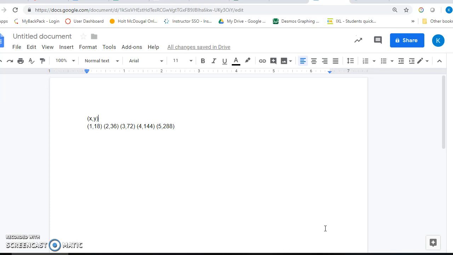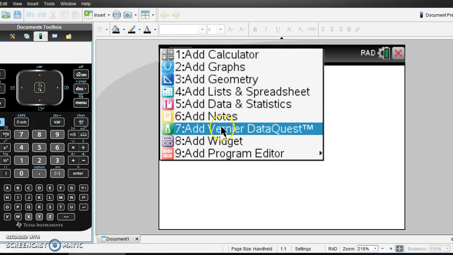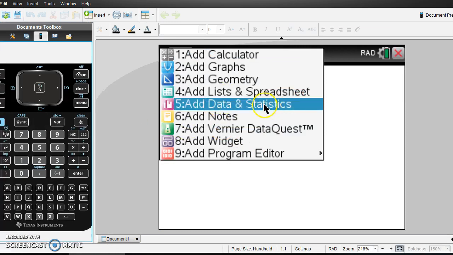And your calculator will do most of the work for you. So this is the data for number 11. You're given these 5 points, okay? Keep in mind that this is your x and this is your y. So my x's are 1, 2, 3, 4, and 5, and my y's are 18, 36, 72, 144, and 288.